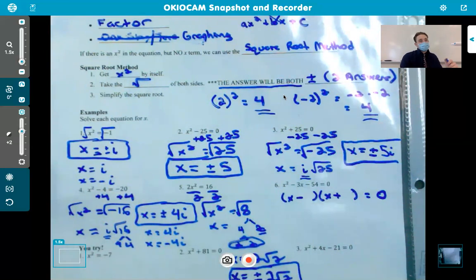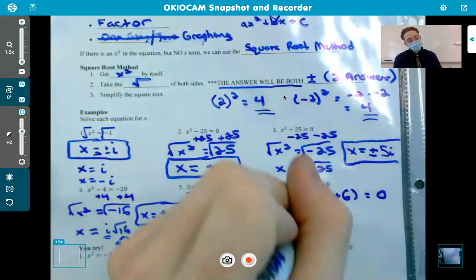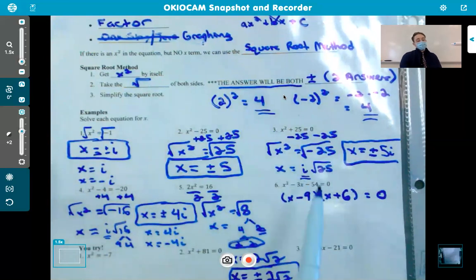Negative 6 and 9. So one of them is positive, one's negative. Which one's it going to be? If it was negative 6, it would be 9 minus 6, which is positive 3. So we want to flip it. Negative 9, positive 6. Good. So the negative 9 times positive 6 gives me negative 54. Negative 9 plus 6 gives me the negative 3. If it was positive 9, negative 6, that would give me positive 3. I need it to be negative.